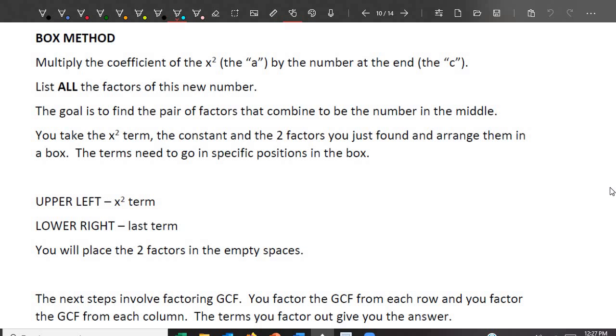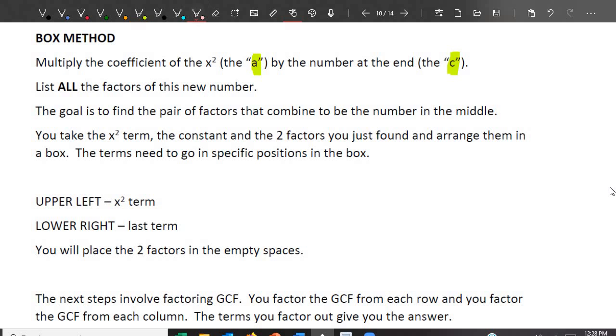Now, the box method is similar to the grouping method. It just puts it in a box. Now, we're still doing the same thing. We're multiplying the A and the C together. We're going to list all the factors, find the number in the middle, so everything works the same. It's just how we organize it.